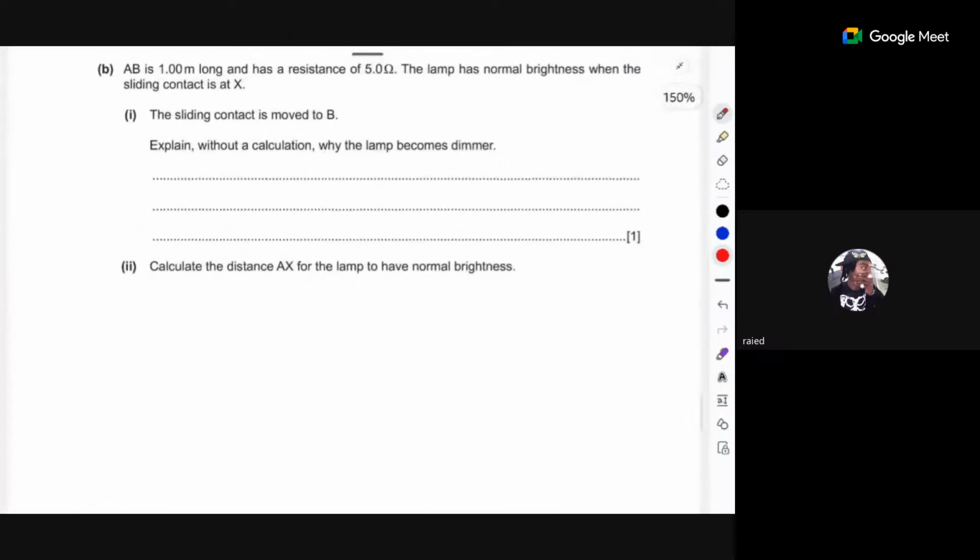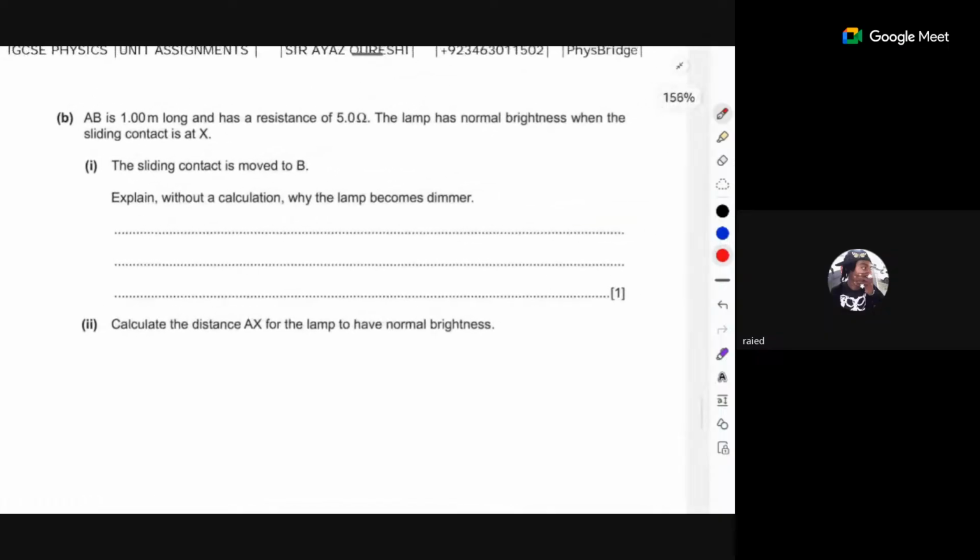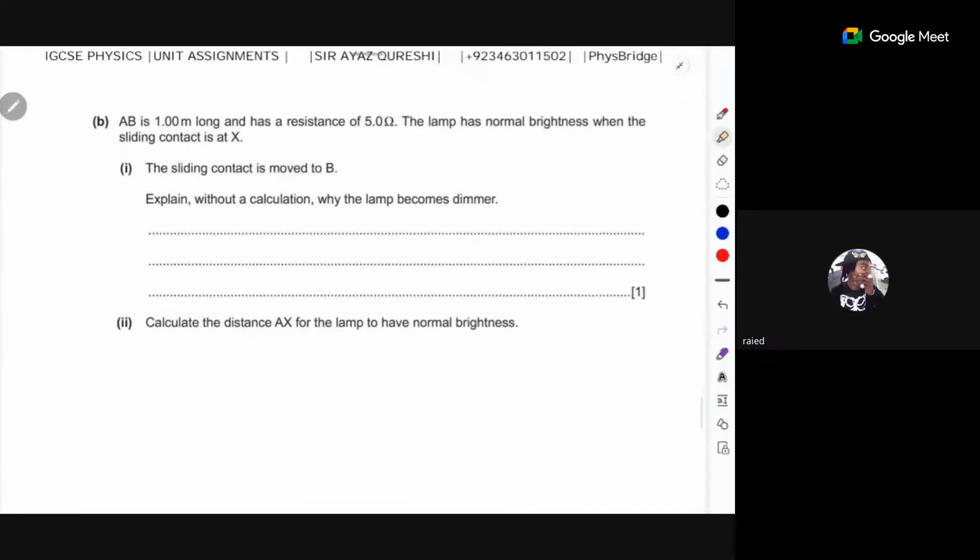The next is AB is 100 centimeter long. Yeah, question starts from here. Right. AB is how much long? AB is 100 centimeter long, yani 1 meter long. It has a resistance of 5 ohm. The lamp is at normal brightness when the sliding contact is at X. When the sliding contact is moved, explain without calculation. It is called qualitative analysis. Why the lamp becomes dimmer. Why the lamp becomes dimmer.